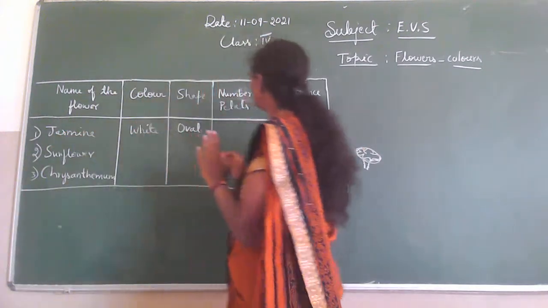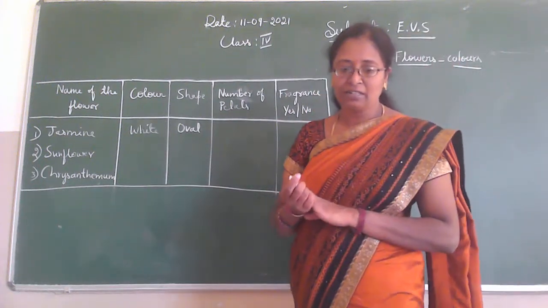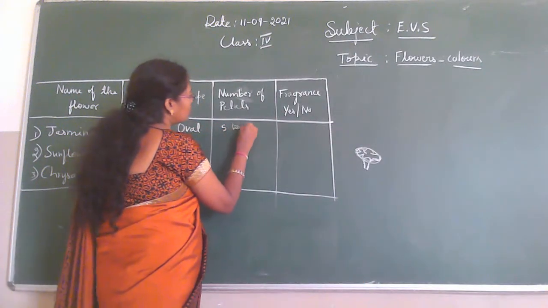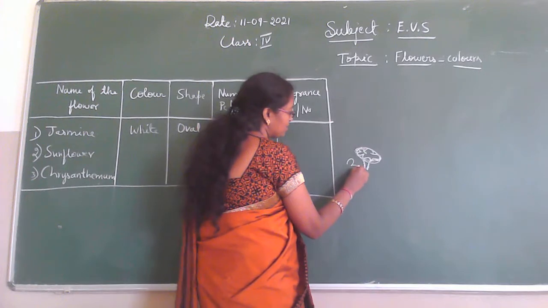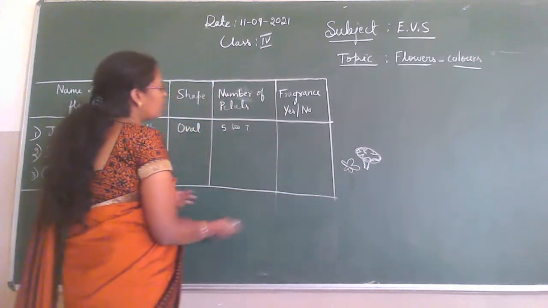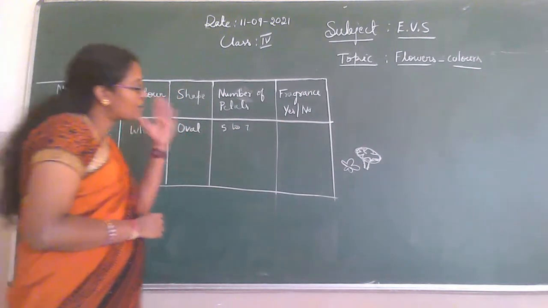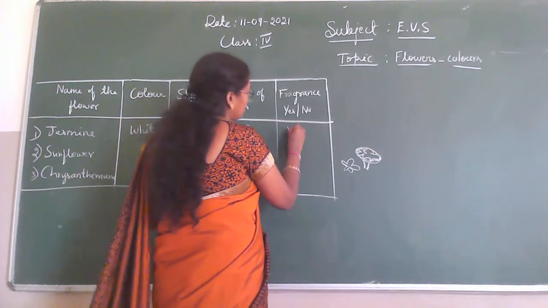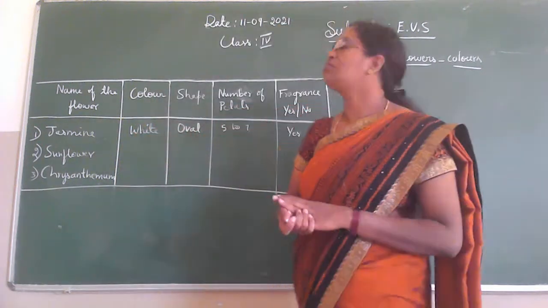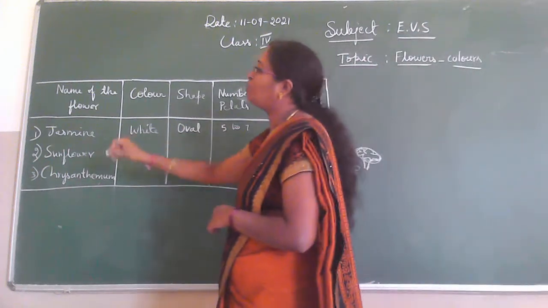Then what is the number of petals? It is 5 to 7 petals, 5 or 6 or 7. What is its fragrance? It has a good fragrance, so that's why I wrote yes. Then the sunflower.